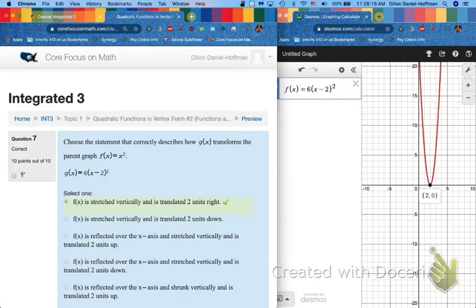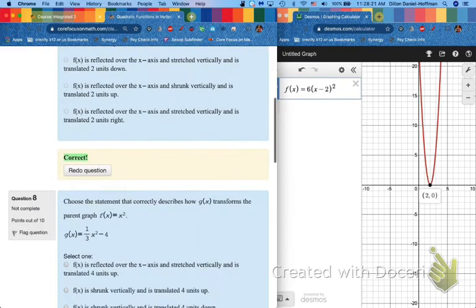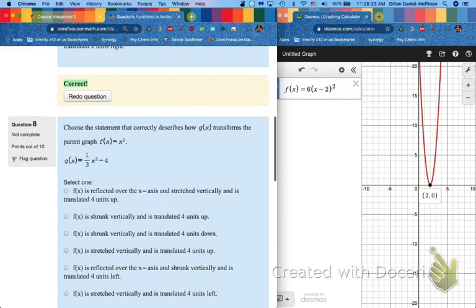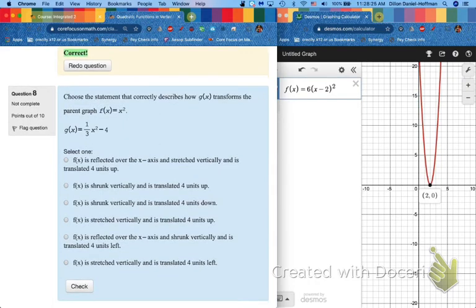One with a negative, though. We don't end up having one for me. Okay, just know that if you have a negative right after the equal sign, that's where this reflected over the x-axis comes in. So if this was to say like negative 1/3, we'd put reflected over the x-axis. Since it doesn't, this is going to be vertically shrunk, the wilted flower, and down 4. Shrunk vertically 4 units down.